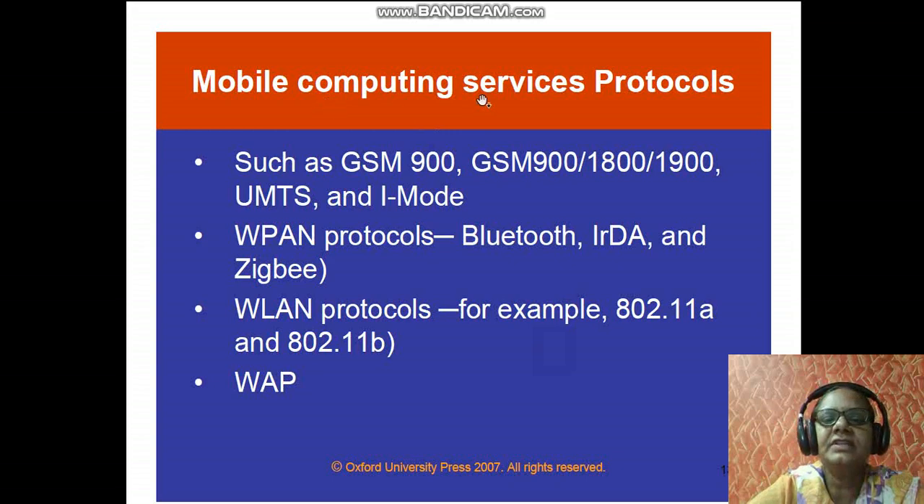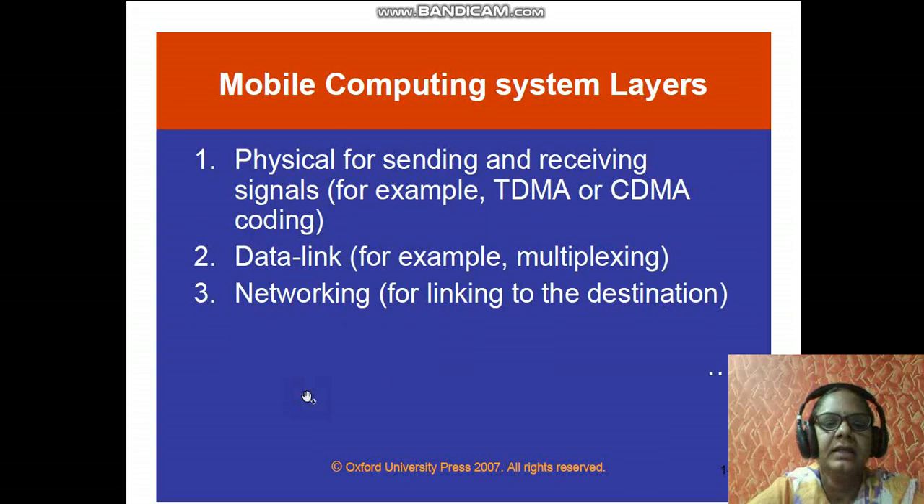Now what are the different services and protocols of mobile computing? GSM 900, which we have already seen, GSM 900, 1800, 1900, UMTS, iMode, WPAN protocols for Bluetooth, infrared for infrared digital, and ZigBee. These are some of the WPAN wireless protocols we have already seen. Then WLAN, wireless local area network protocols, 802.11a and 802.11b, and WAP.